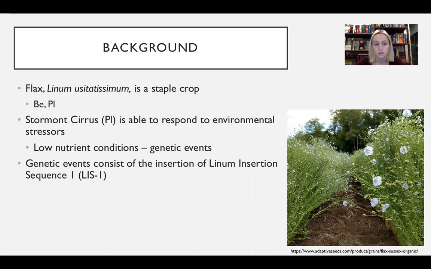Specifically in low nutrient conditions, there are certain genetic events that occur that allow it to grow better in these stressful environmental conditions. The main genetic event that occurs is the insertion of Linum insertion sequence 1, or I'll call it LIS1. This is very important, and it's the main thing that I studied this semester.